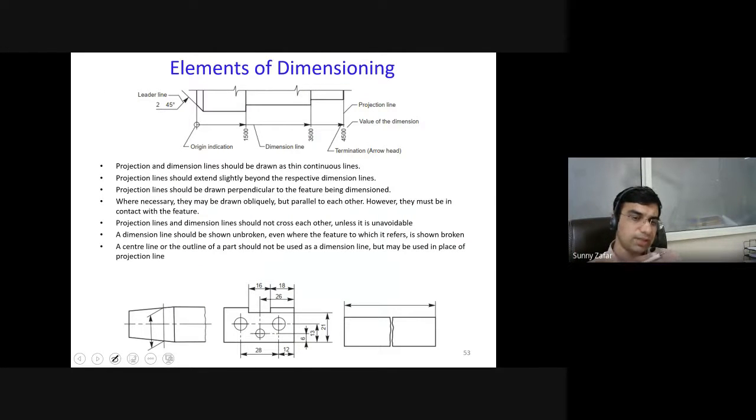These are some more elements of dimensioning, but again, these are more of a hands-on kind of thing, such as how to place the dimension lines, or how to place the projection line properly. You can go through these rules. Again, this is not the complete exhaustive list, but more understanding of these rules will come up as and when you do the practice in the assignment, which you will get soon.